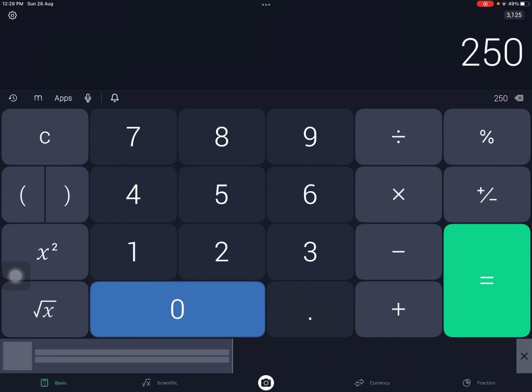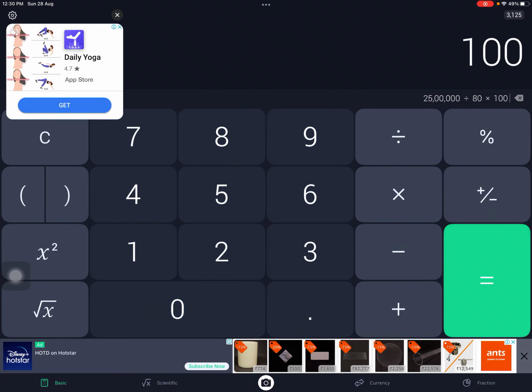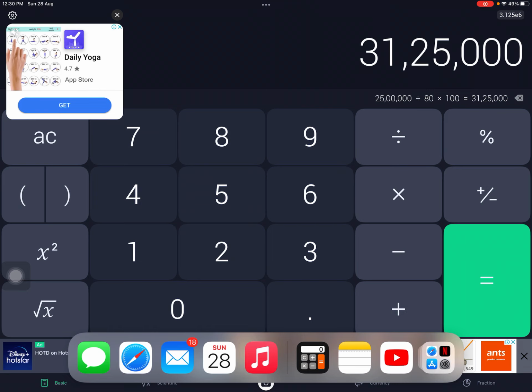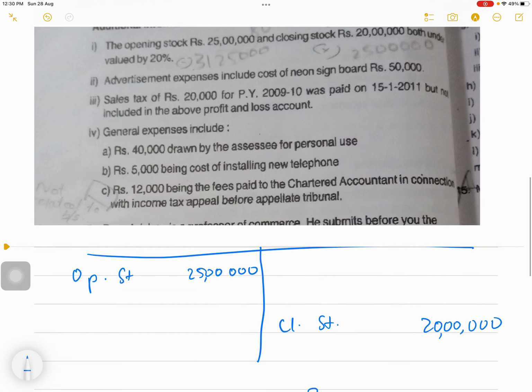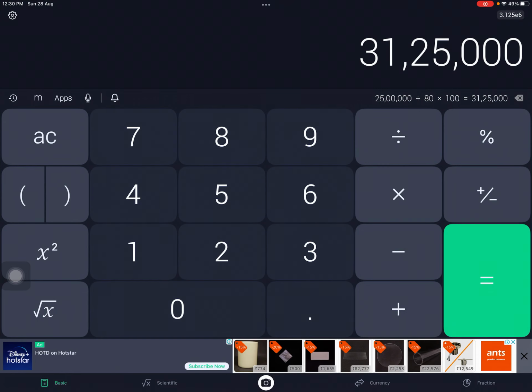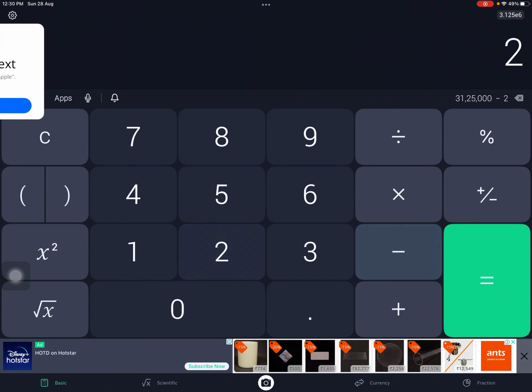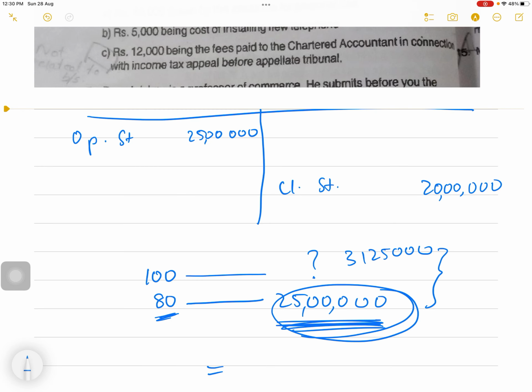25 lakhs divided by 80 multiplied by 100. So it comes to 31,25,000. So your opening stock should have been 31,25,000, but you have shown 25 lakhs instead of 31,25,000. What is the difference? The difference is 31,25,000 minus 25 lakhs, which is 6,25,000.